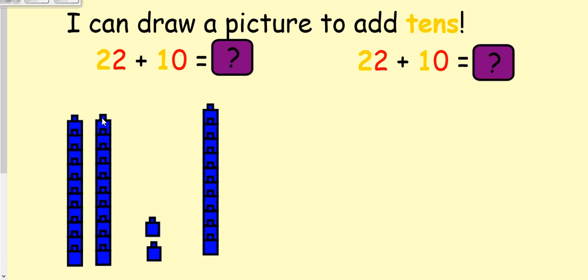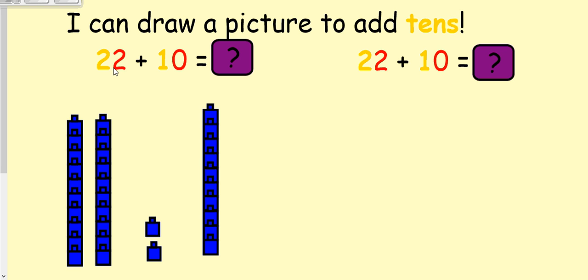Our I can statement today says, I can draw a picture to add tens. Our first problem says 22 plus 10 equals unknown number. Now we are going to review quickly how we used our math tools to add tens.